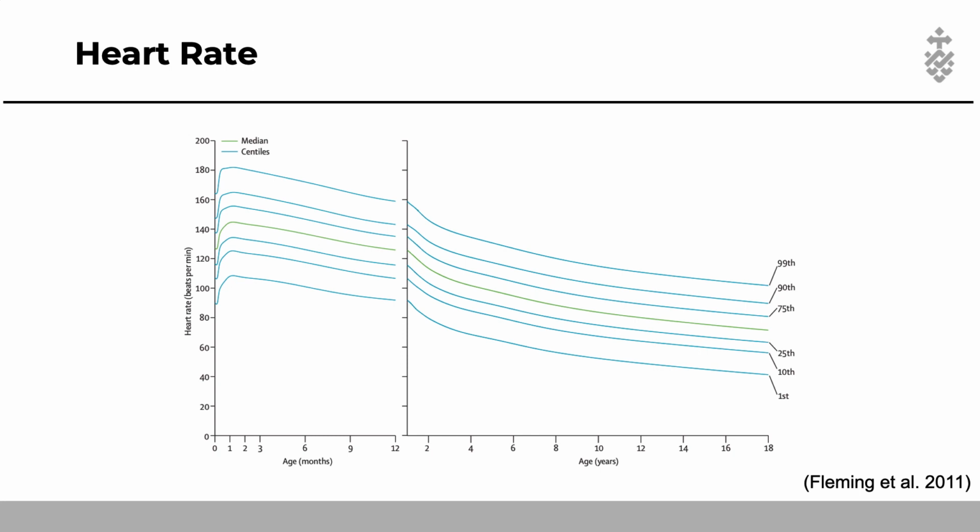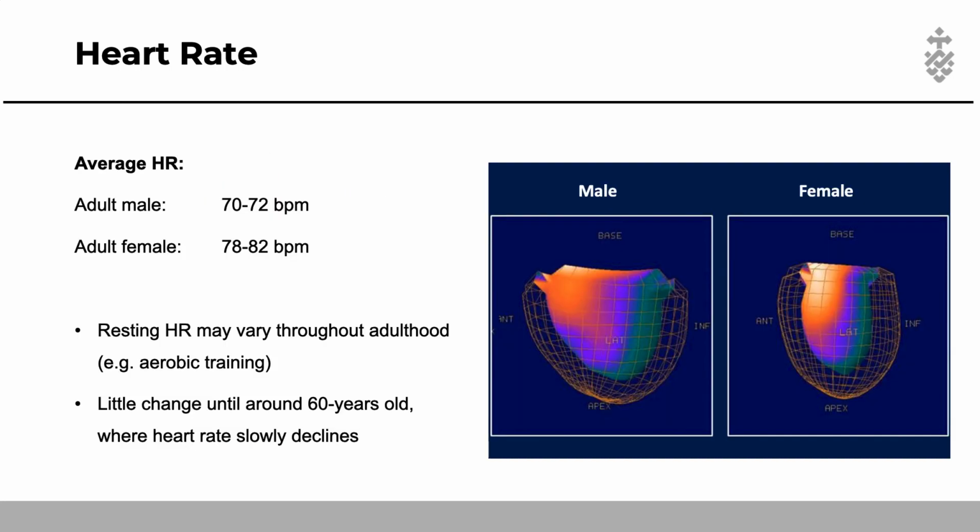Whilst we see the average here, if we're looking at that green line, it's important to recognize that there's actually quite a bit of variability in the resting heart rate of individuals, and this can be due to a number of factors, including even genetics. Here we're looking at the average resting heart rate for healthy adults.